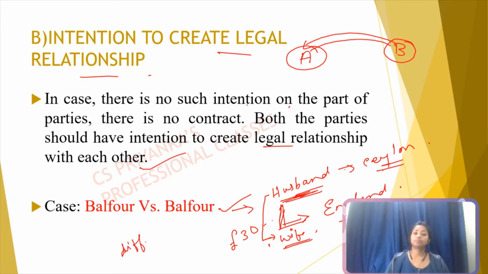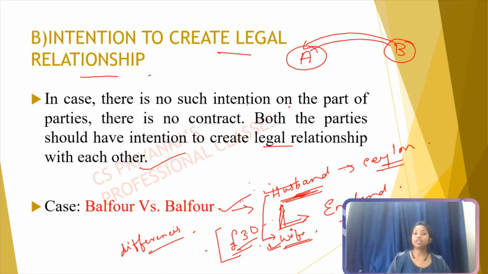Okay, differences arose between husband and wife, and the husband failed to pay this money that he promised verbally to the wife, and the wife filed a case against the husband. Okay, now the court held that there was no legal relationship, or no intention to create a legal relationship, between this husband and wife. That's why there is no document between them.